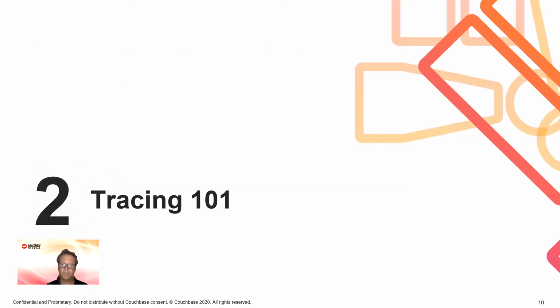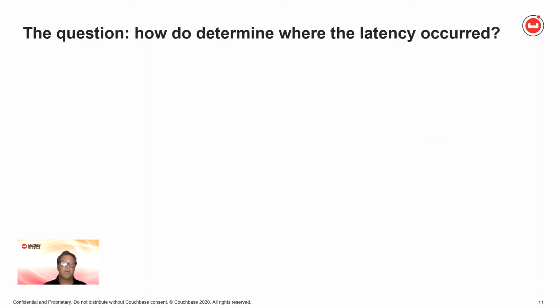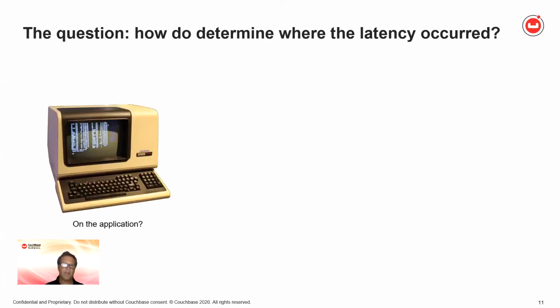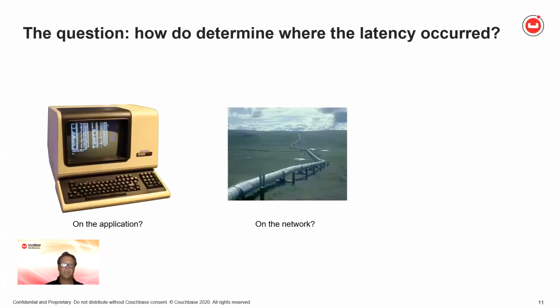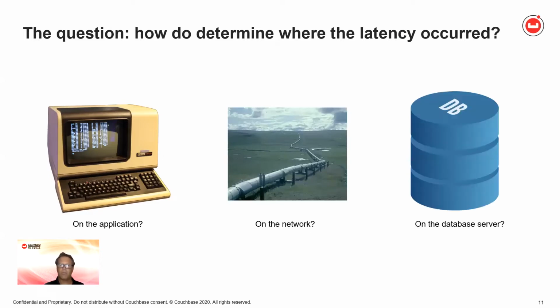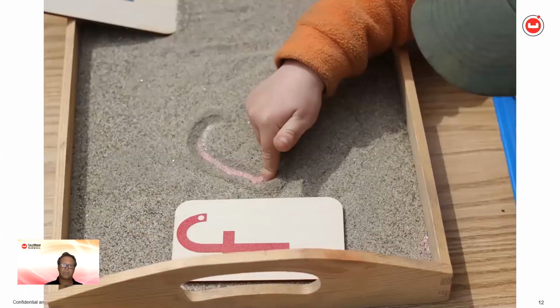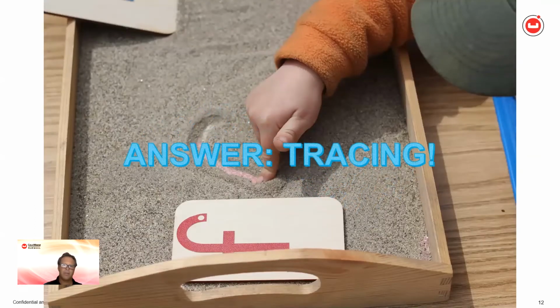Tracing 101. Well, the question is, how do we determine where the latency occurred? Was it on the application? Or was it on the network? Or was it on the database server? Well, the answer is through tracing. Tracing will give us the answer to where the latency was and help us identify what the issue is so we can resolve it.